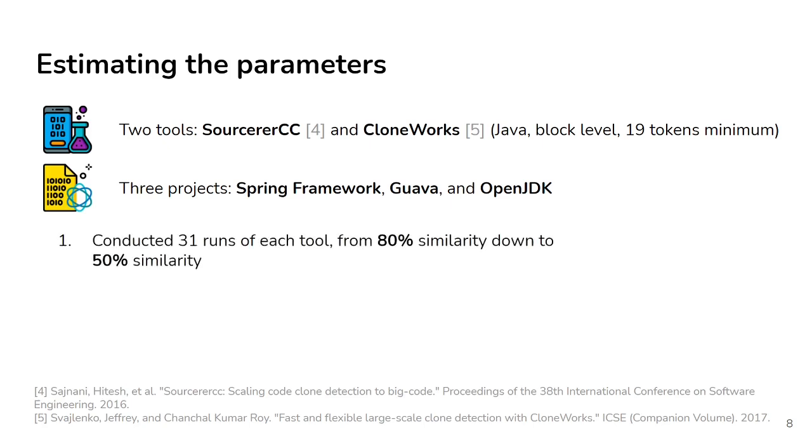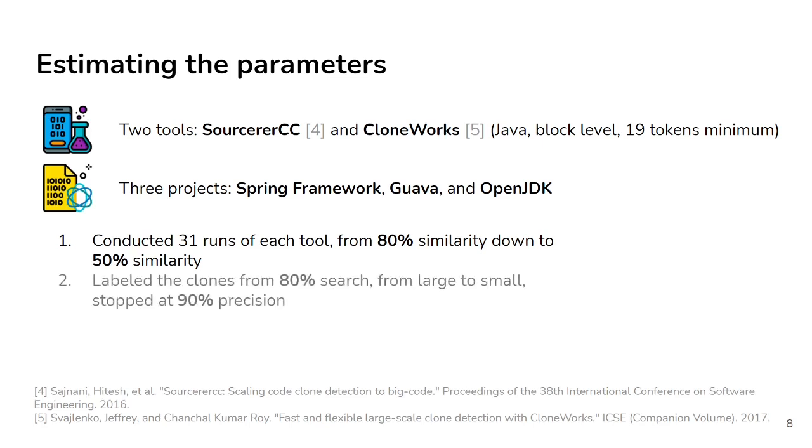With each tool separately, we conducted 31 runs, from 80% down to 50% similarity with a step of 1%. The majority of papers used similarity thresholds in this range. We then took all detected clone pairs at the most similar search, 80%, and started picking samples from largest to smallest, labeling them as either true positives or false positives. We stopped when the precision was equal to 90%, which we considered to be acceptable, and the size of the last fragment was chosen as a lower token threshold.